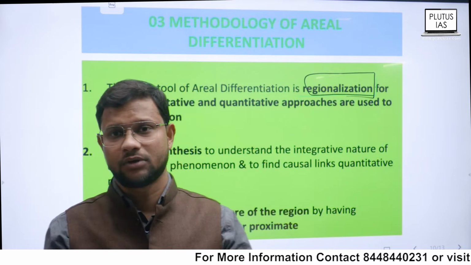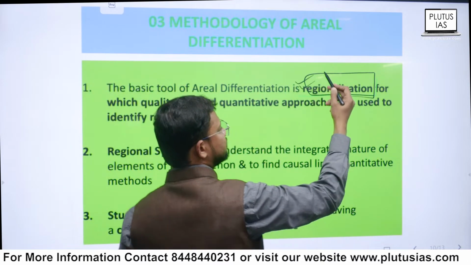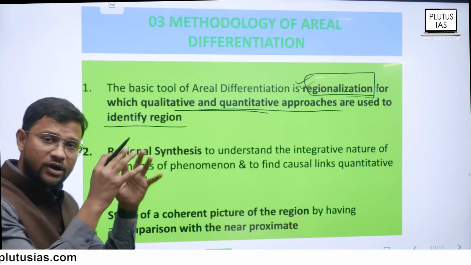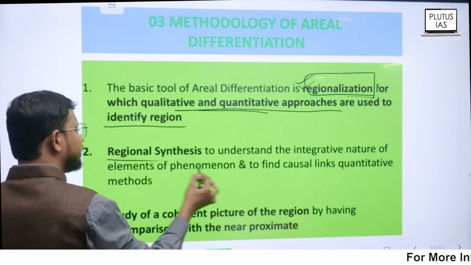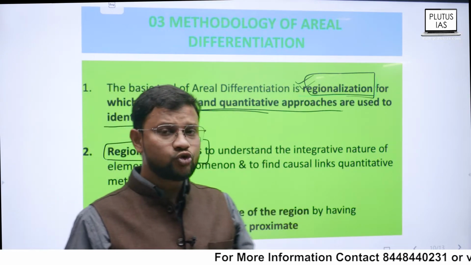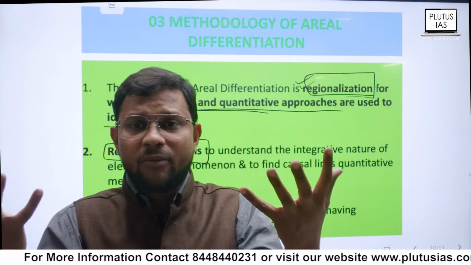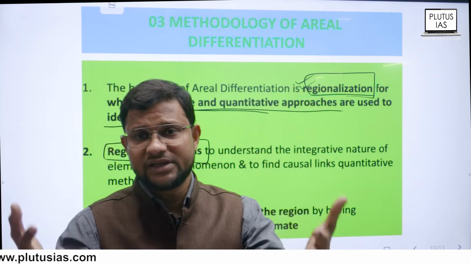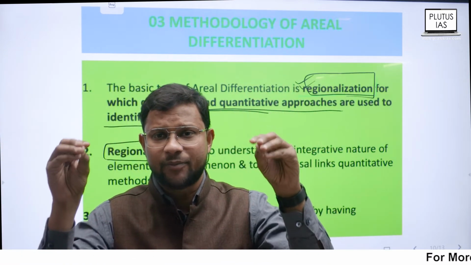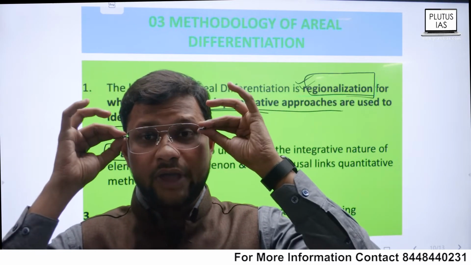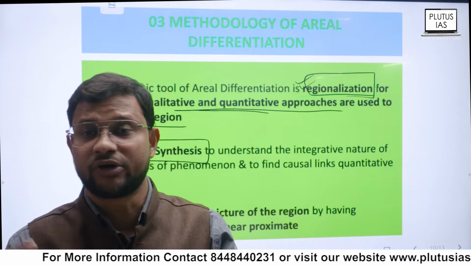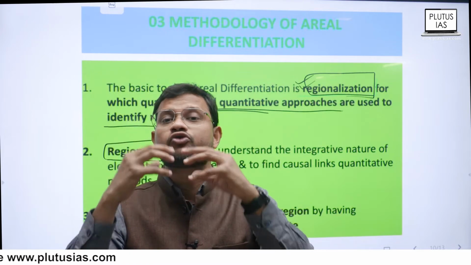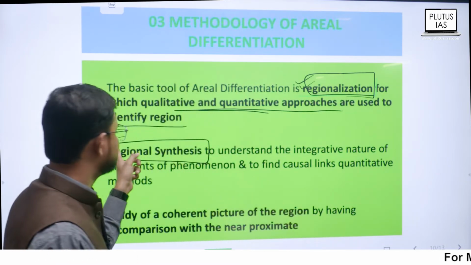So the very first approach that it requires is regionalization. This approach is used to identify a region, its overall nature, its boundaries as well. Then regional synthesis, where two different regions and their phenomena are supposed to be compared. Two different regions and the phenomena in them, like migration, population growth, density, sex ratio, pollution, tectonic activities, these geographical phenomena. So these phenomena are supposed to be compared or integrated in the regional synthesis.